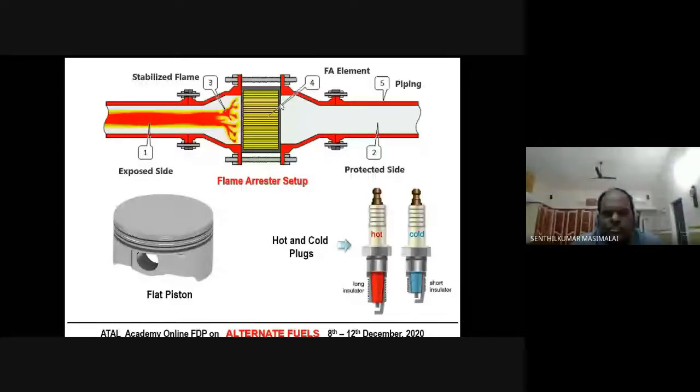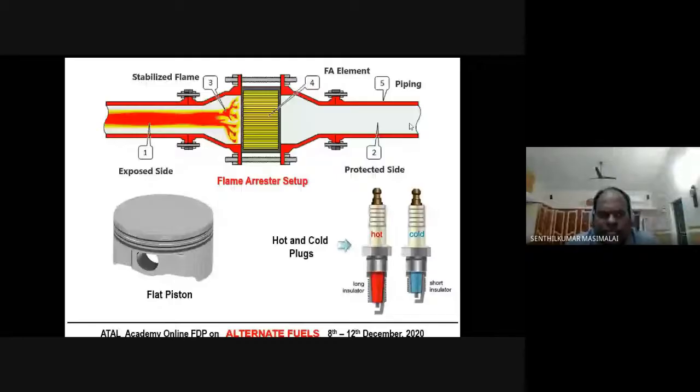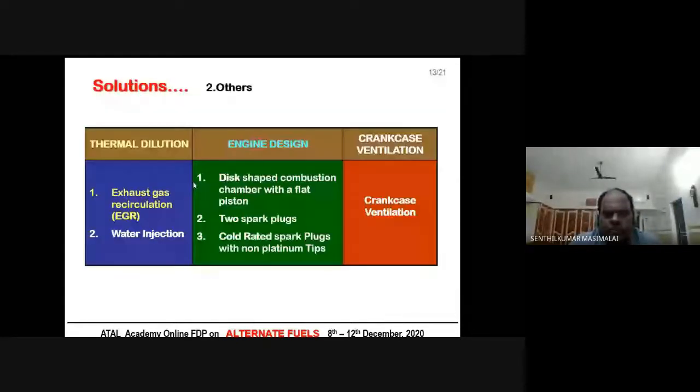Here you will have some kind of mesh-like arrangement. So this will prevent the backfire. So this flame arrestor, flame trap, can be used for minimizing the backfire of the hydrogen. And this flat piston also helps in minimizing the hot spots. Then two spark plugs. We can also use two spark plugs, and quickly we can combust the hydrogen by using the two spark plugs.